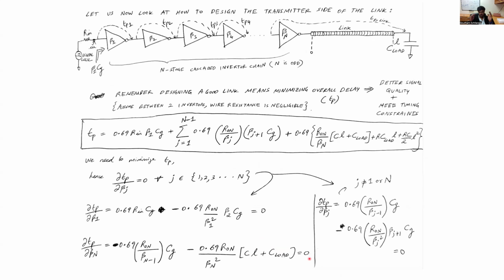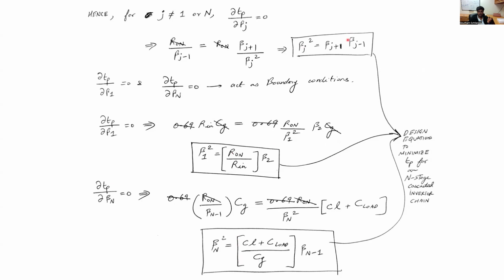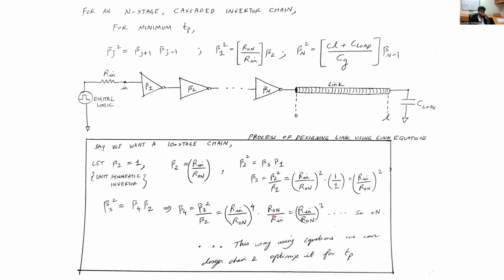So, of course, there's a lot of tedious math that is involved here. I would definitely suggest that you look more closely at this expression and try to optimize this by taking derivatives with respect to the design parameters and setting them equal to 0 yourself. And then try to work out that these are the design equations for designing this cascaded inverter chain. So putting everything together, we have these design equations for the jth stage, the first stage, as well as the nth stage.